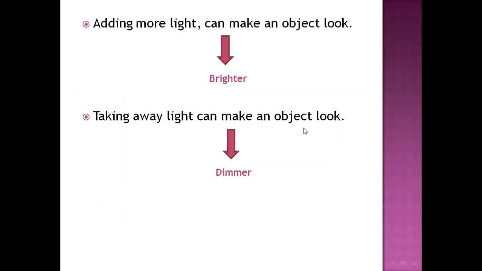Okay, so here, adding more light can make an object look brighter. At night, when we are sitting in the living room and we switch on the light, the room will be brighter. But when we take away the light, or switch it off, the things or objects will look dimmer. It's the opposite of the word brighter.